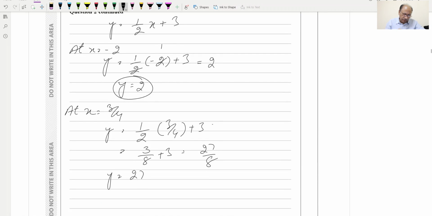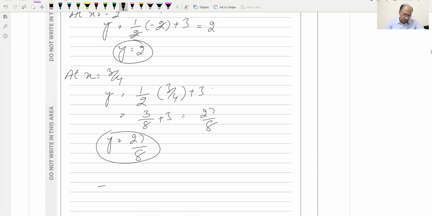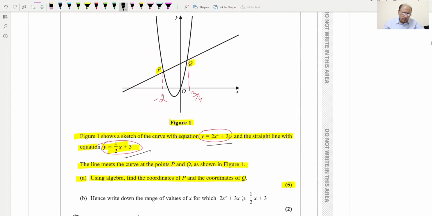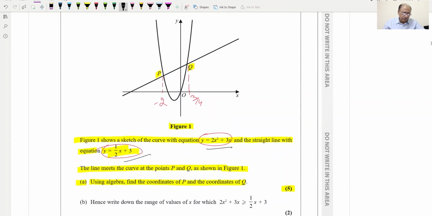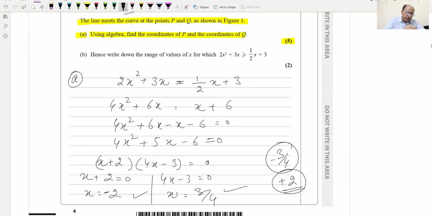So 27 by 8 will be the y value, and our coordinates of the points will be what? When we are taking -2, its y value is 2, this will be one coordinate, and when we are taking 3 by 4, our y value is 27 by 8, and this will be P and this will be Q. Hopefully you understood this part. Now we can move to the B part.